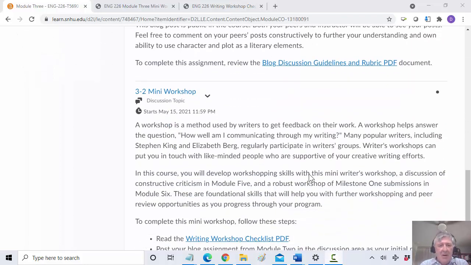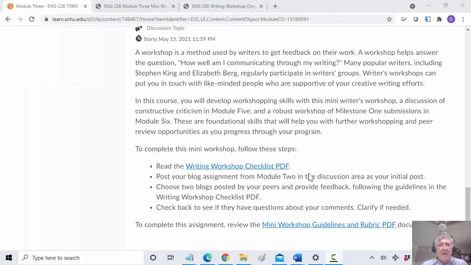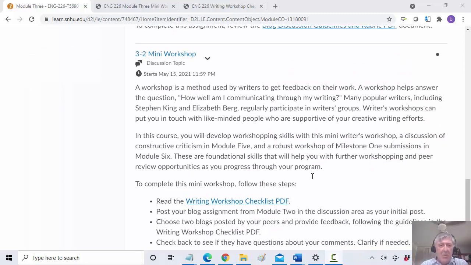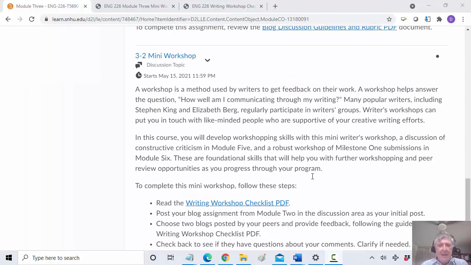The second part of our graded work this week is the mini workshop. And the mini workshop is a first step into sharing your work with others. It's important. Please post the Module 2 journal that you wrote last week. Post that early on in the week so people have a chance to get in and critique.